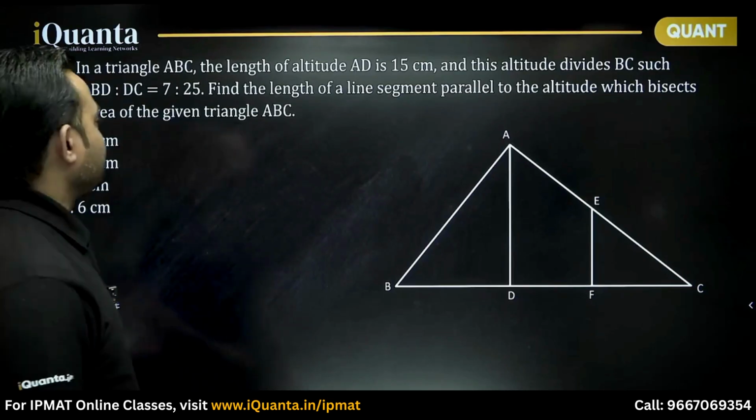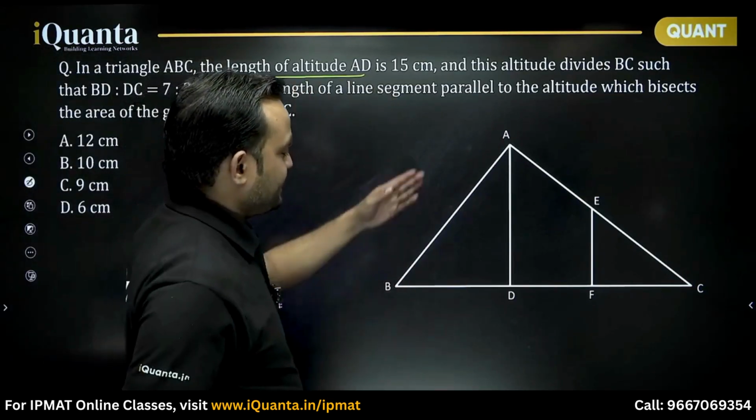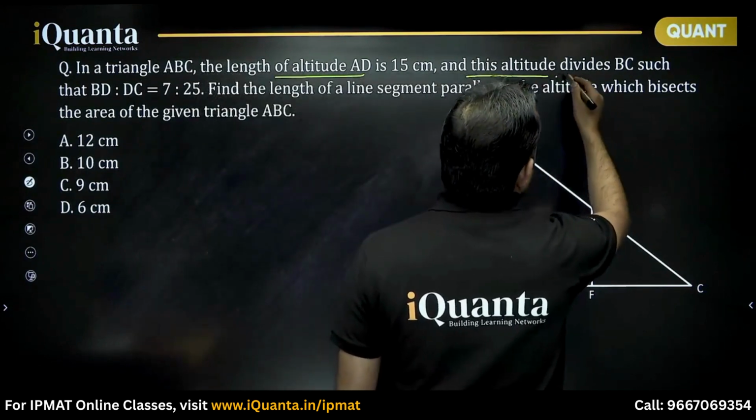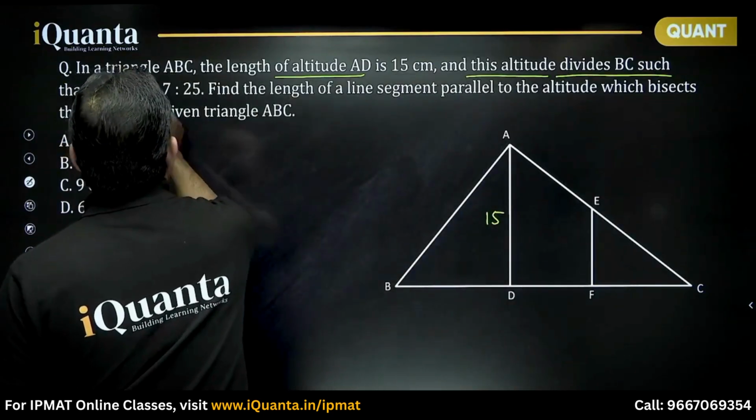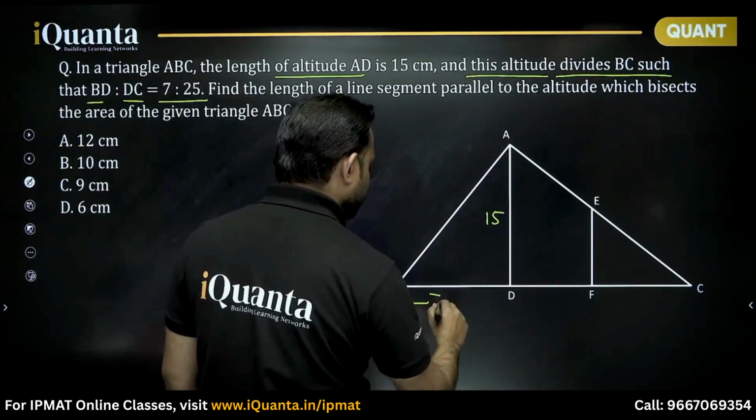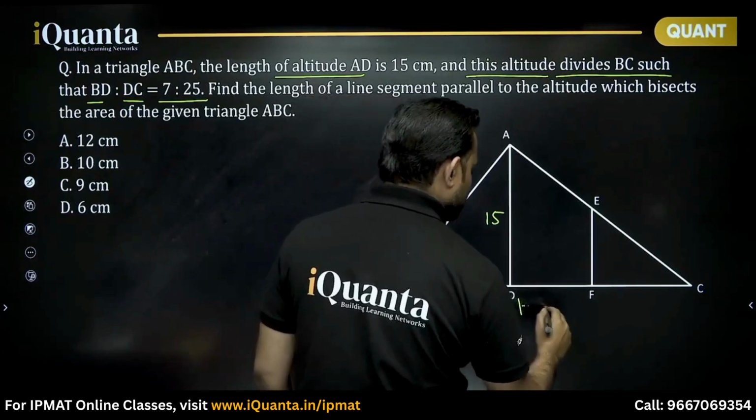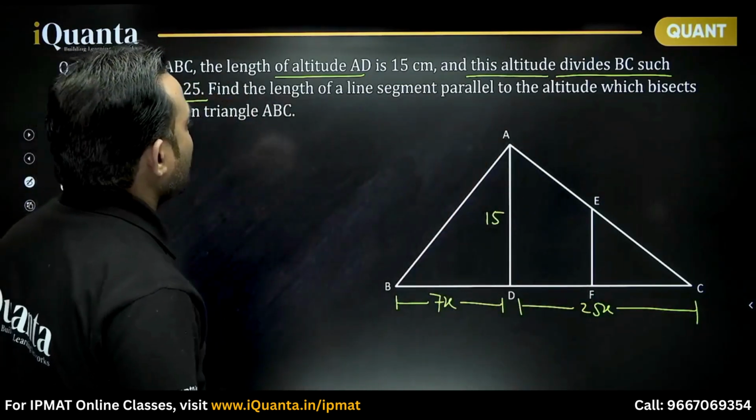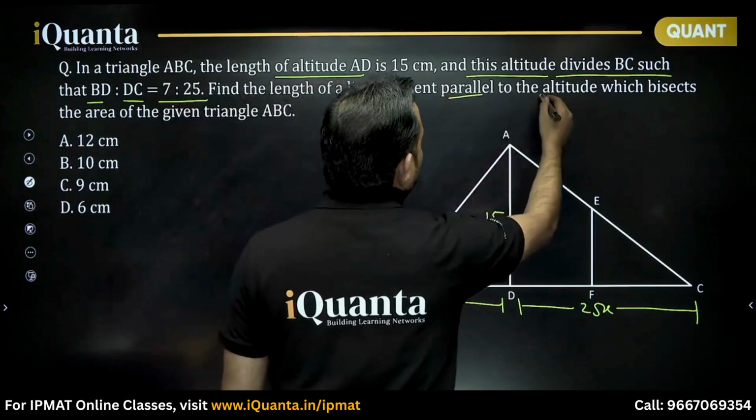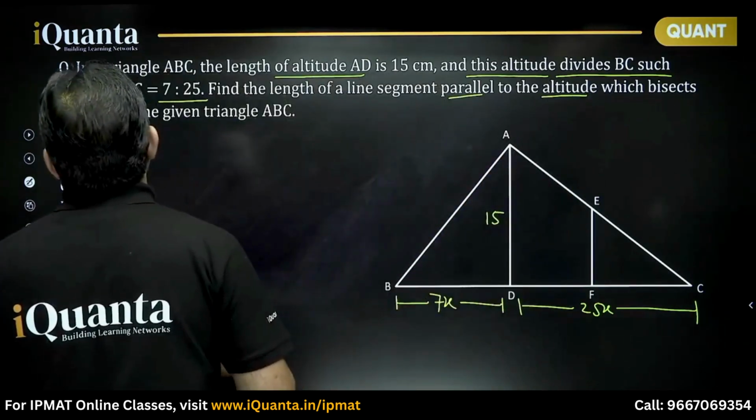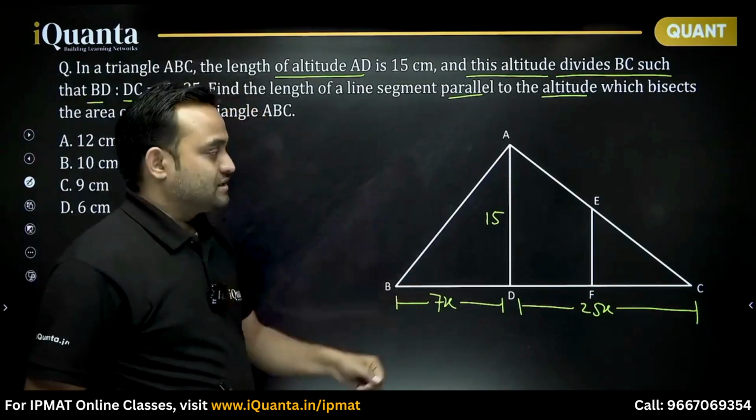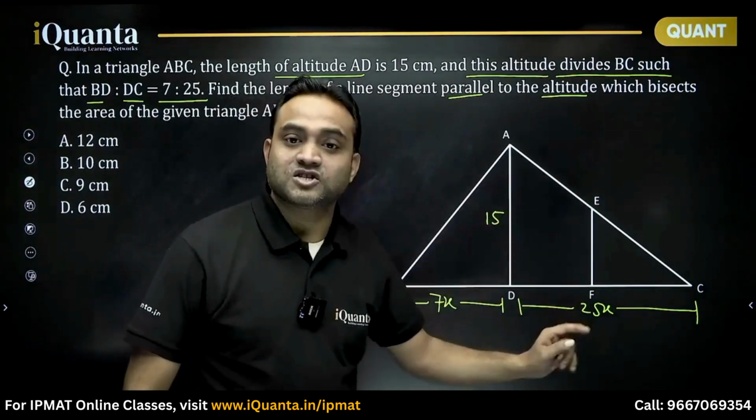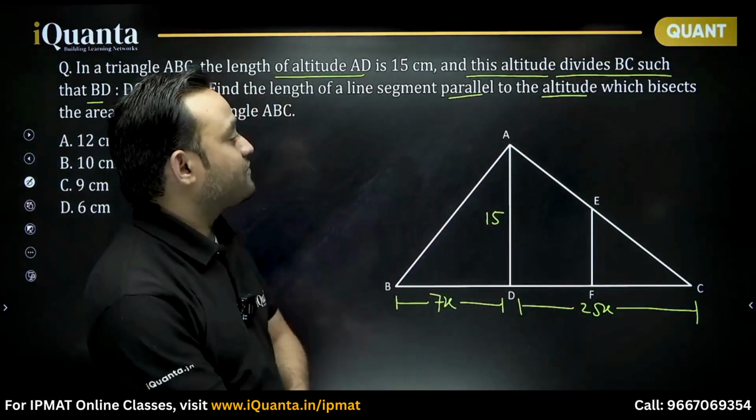In a triangle ABC, the length of the altitude AD is 15. This length is given, which is 15. And this altitude divides BC such that BD is to DC is 7:25. Means if this is 7x, this is 25x. Right? Find the length of a line segment parallel to the altitude which bisects the area of the given triangle ABC. So basically it says that this line EF is such that it bisects the area of triangle ABC.